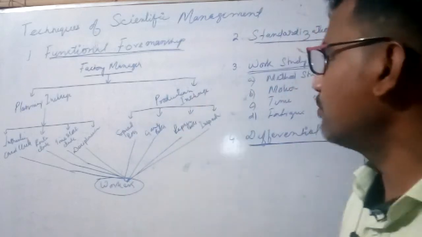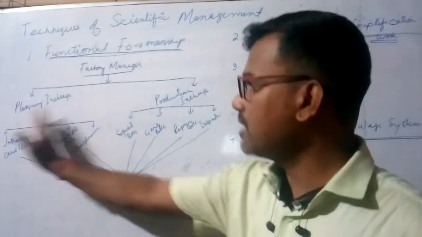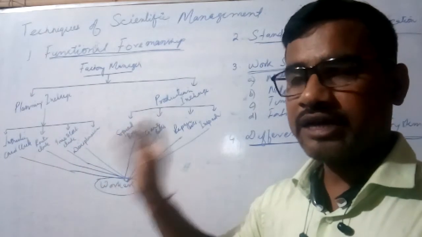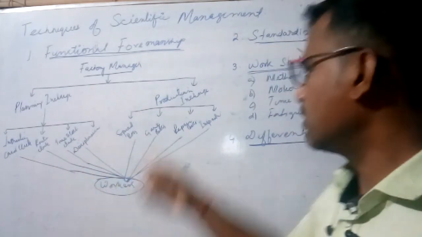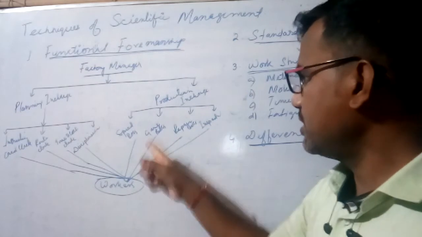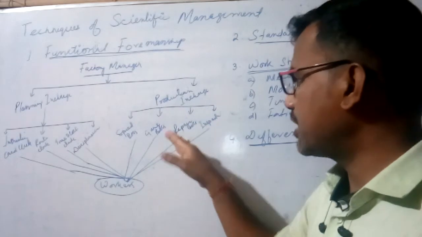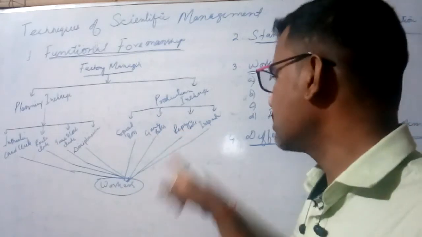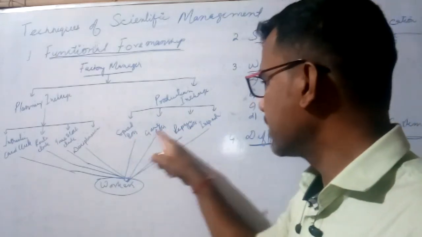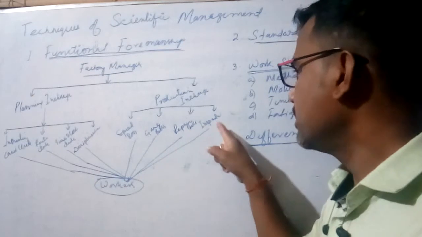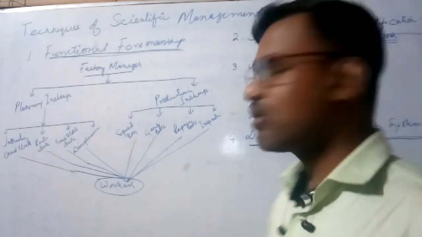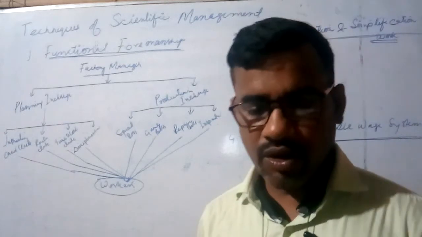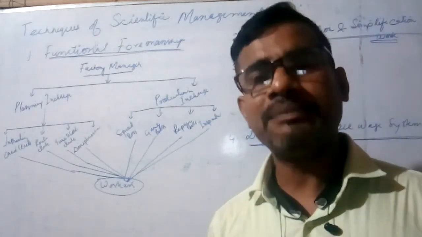Right hand side, what? Production in charge. So this is the planning in charge people, those who will be looking after the activities according to the plan that has been made. The production in charge is also headed by four subordinate persons: speed boss, gang boss, repair boss, and inspector. So what is the work of the speed boss? Speed boss is responsible for timely and accurate completion of the job.